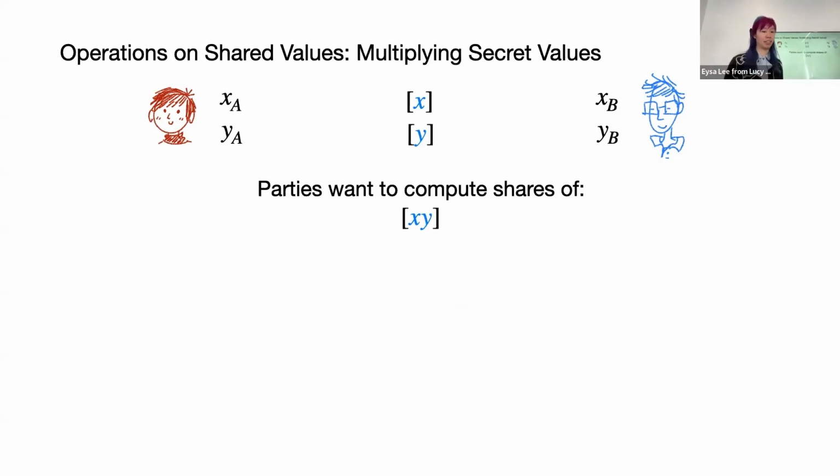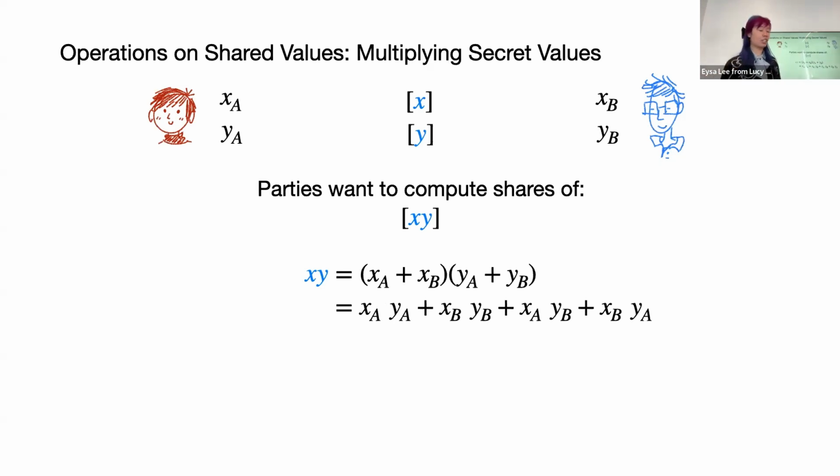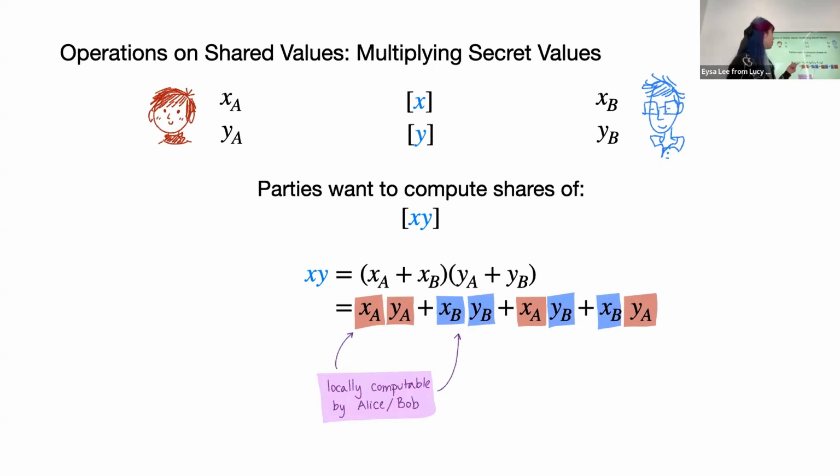But what if we want to multiply shared values? Well, this gets a little bit trickier. Let's take this product, X times Y, and write it out in terms of the shares A and B. If we expand this out, notice that we can group these terms by which parties hold each value. The first two terms are products of shares where either Alice knows both values or Bob knows both values, so Alice and Bob can locally compute these two on their own. But to compute the second two terms, it's going to require some sort of interaction, some way that Alice and Bob multiply these two secret values together. And in the context of this talk, there are many, many ways of doing this.